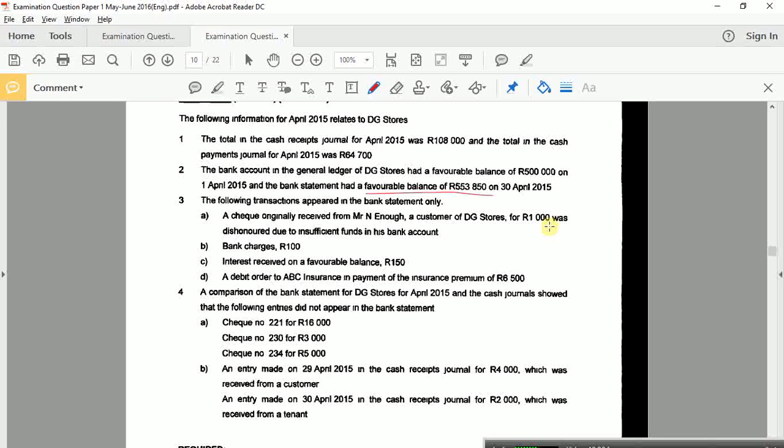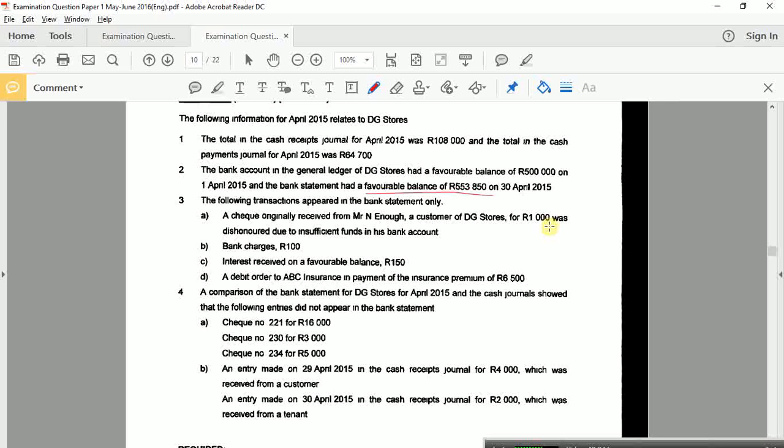Good. What else? Keep going. The following transactions appeared in the bank statement only. So then we need to reconcile. Oh no, we need to adjust. Why? Because it's in the bank statement and not in our books. Perfect. There you go. See, you do have the understanding. You're fine. Okay, you're okay? Yes. Good. Next.